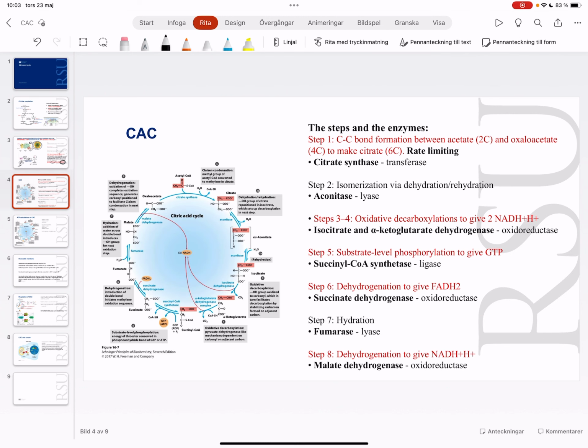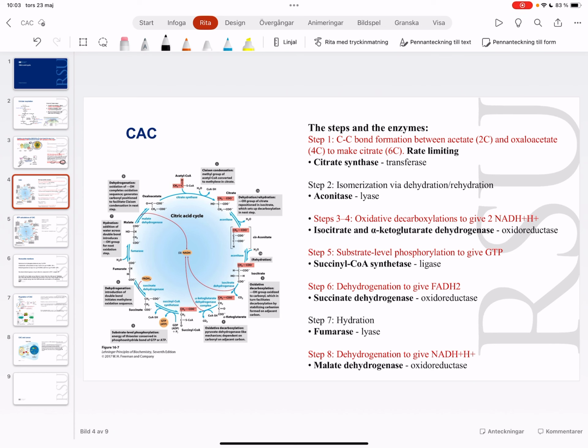Okay, good. Now let's talk about the citric acid cycle. It will have 8 steps, and it's a cycle because oxaloacetate, which is the product, can react with acetyl coenzyme A and form citrate again. So it's a cycle.